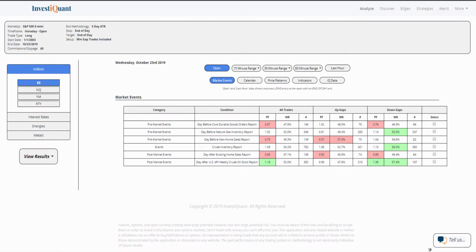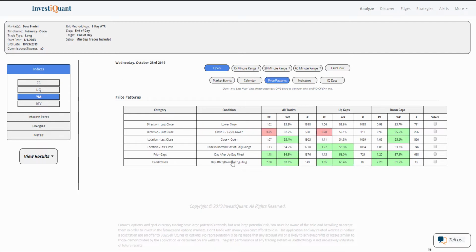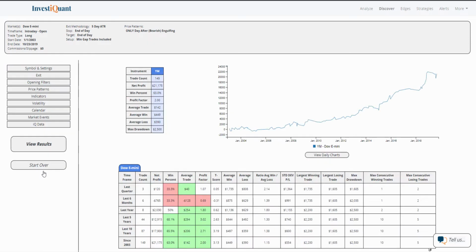And I was looking at Analyze, which is our section that shows you things that are in play for the current trading day. And I noticed something quite strong in the YM. So if I go to YM, I select price patterns. This day after a bearish engulfing day has some really strong statistics associated with it that aren't typically what you would assume based on the title of a bearish candlestick pattern.